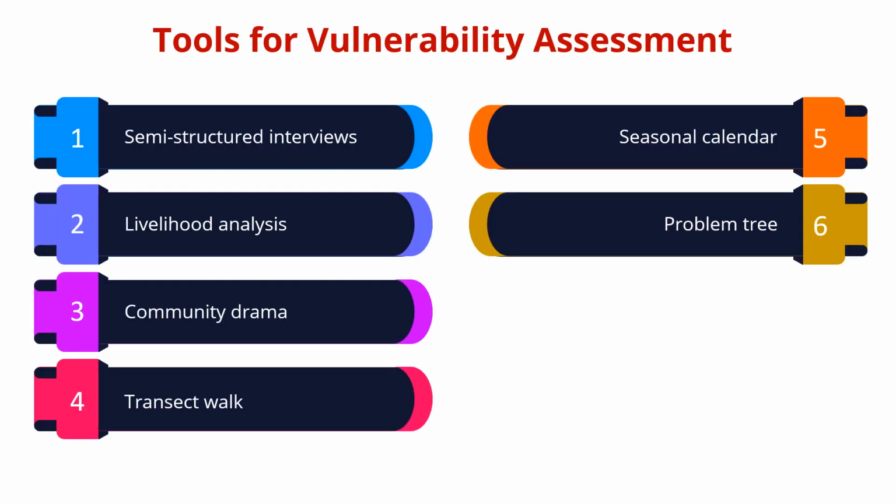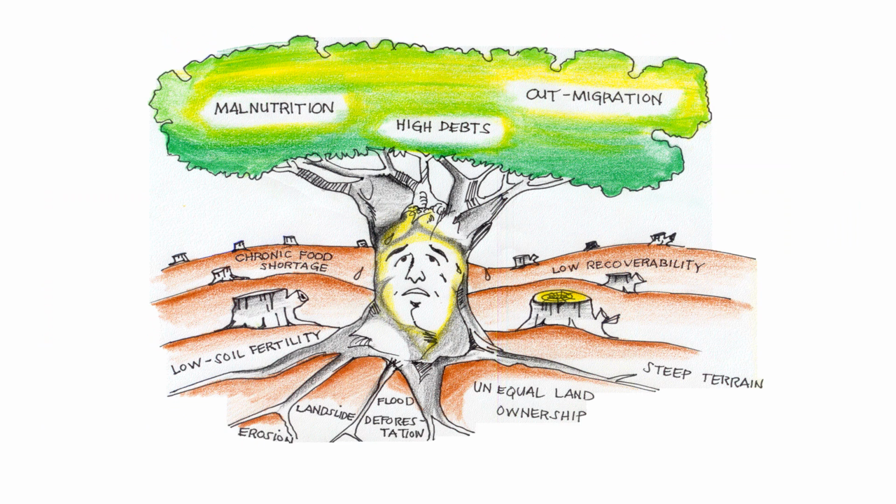The next tool that we can use for vulnerability assessment is the problem tree. A problem tree analysis is a graphical illustration of causal relationships between problems. It is a participatory tool that can be used in a vulnerability assessment to identify, explore, and visualize the causes and effects of identified problems, often in relationship to disaster risk or vulnerability.